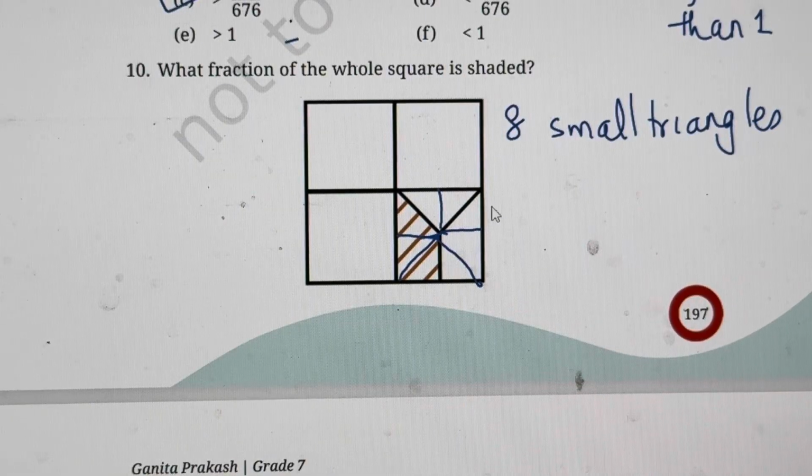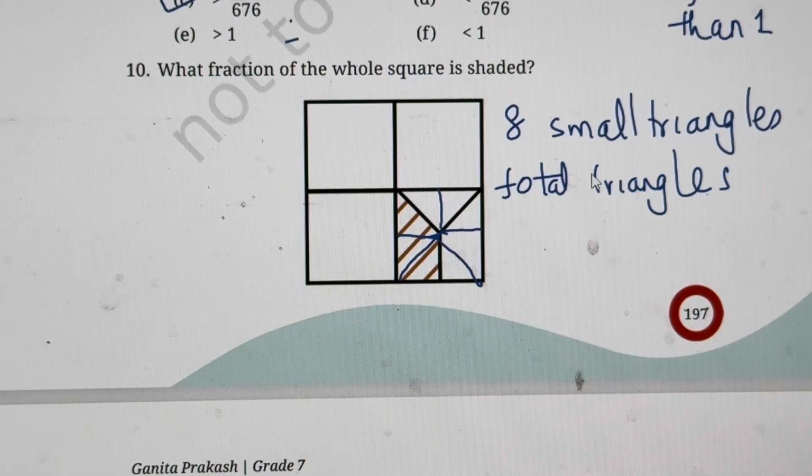Okay. And out of that 3 are shaded. But total how many are there now? If this small triangle is 1/4, then the total triangles would be... there are 4 such small squares. So 8 into 4 is 32 total small triangles there, right?